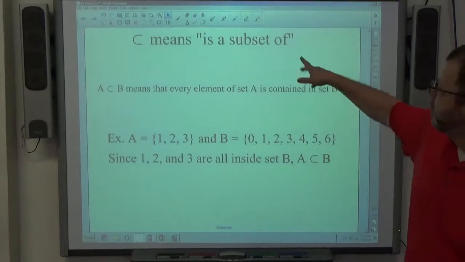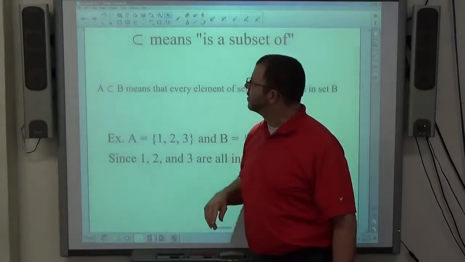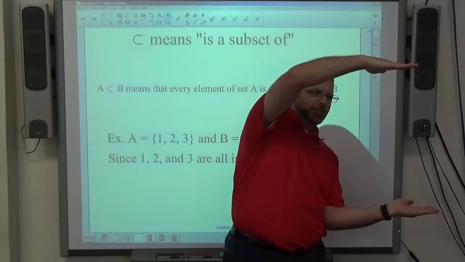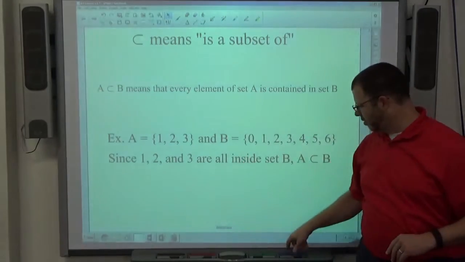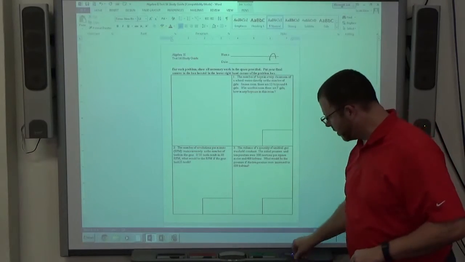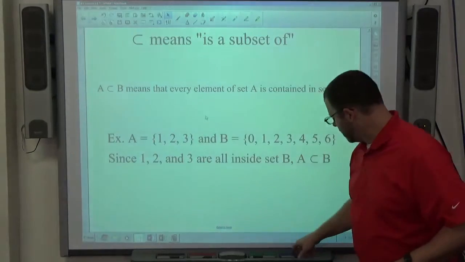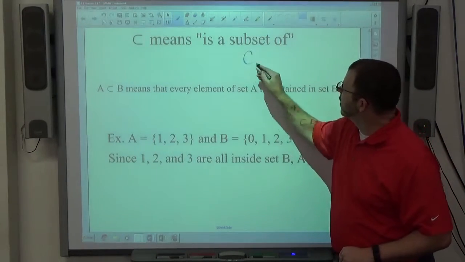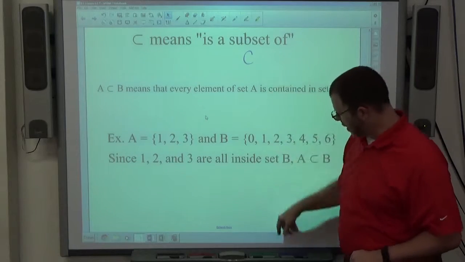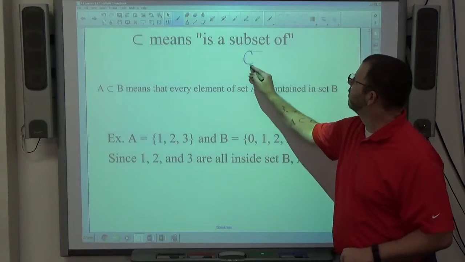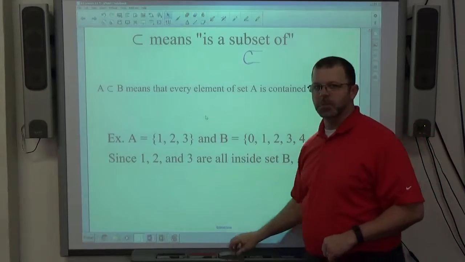This symbol that I have up here on the board looks like a C that got flattened out a little bit. Usually a C looks like that, but if you take the ends and flatten them out a little bit, now you've got your subset symbol.